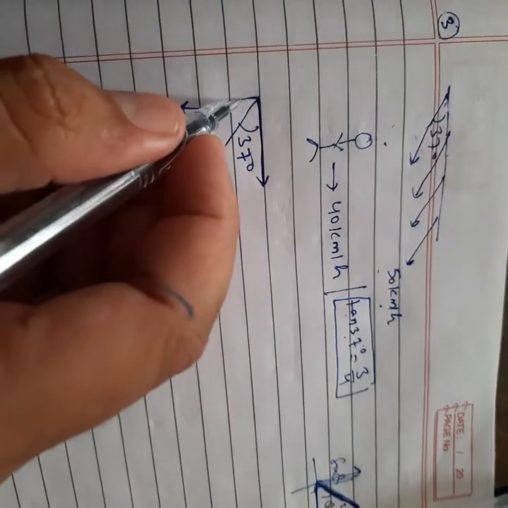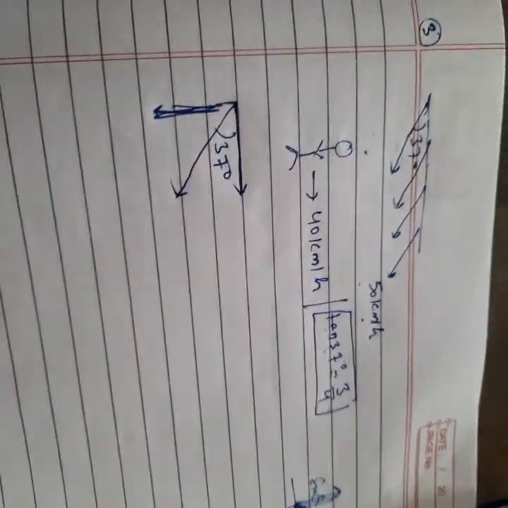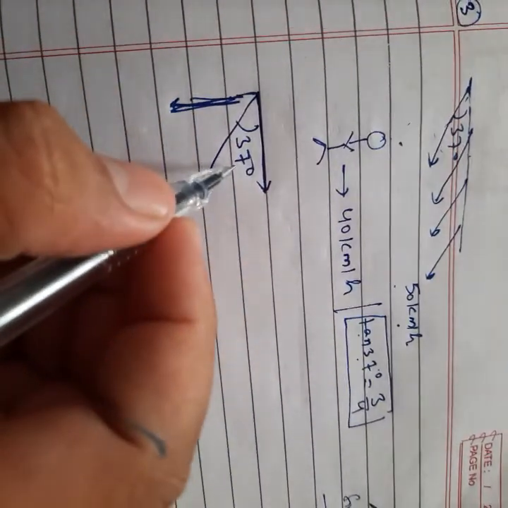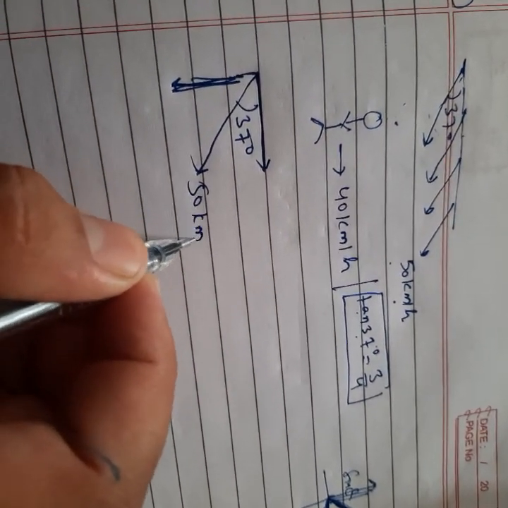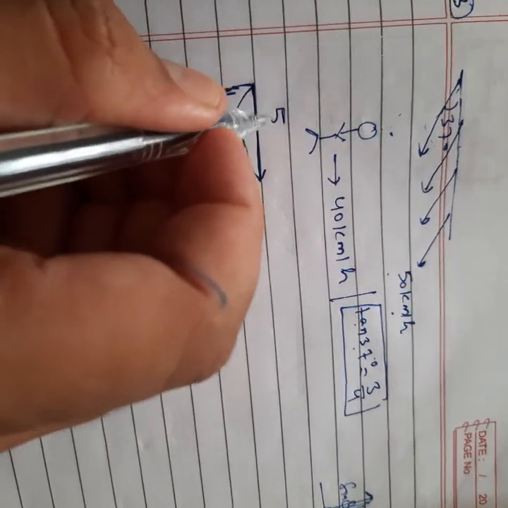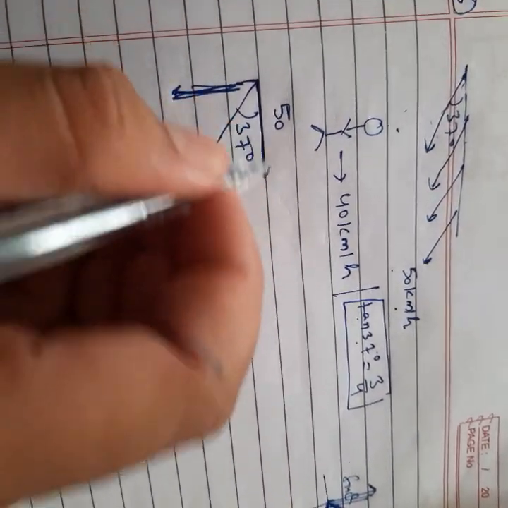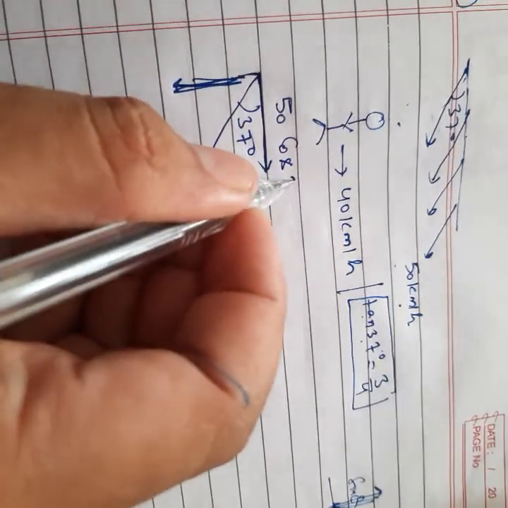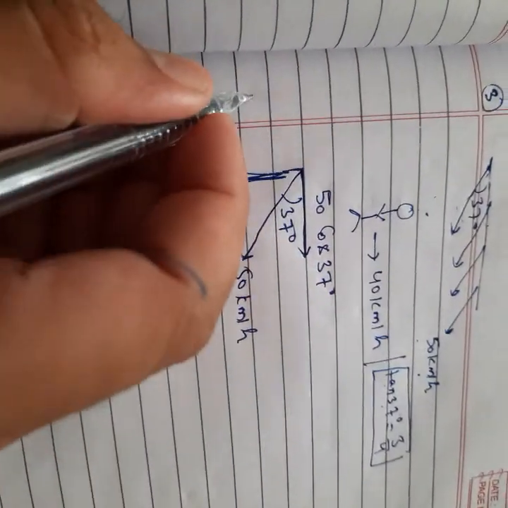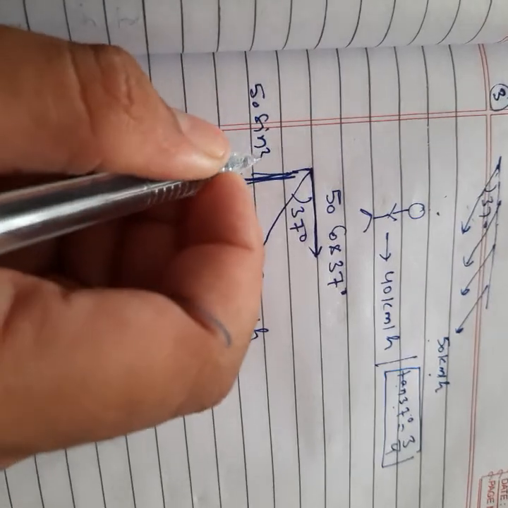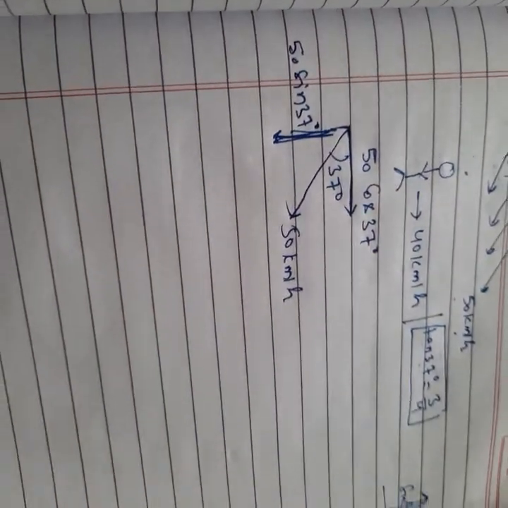X-axis and y-axis. So how much will this component be? Tell me, student. The velocity of rain is 50 km per hour. So this component will be 50 cos 37 degrees along the x-axis, and this component will be 50 sin 37 degrees. Okay or not okay?